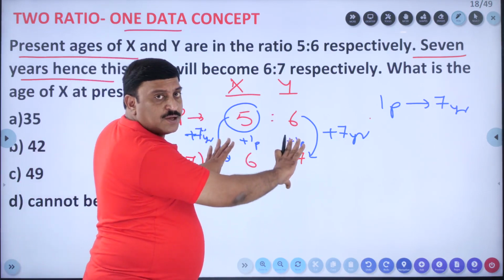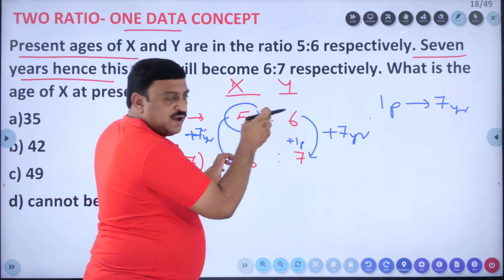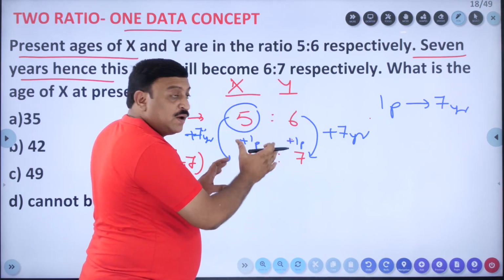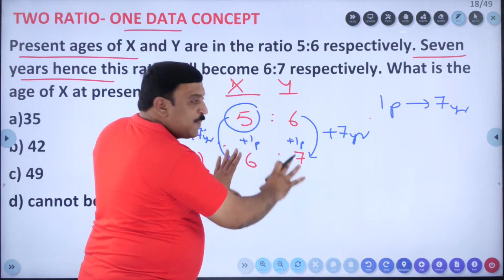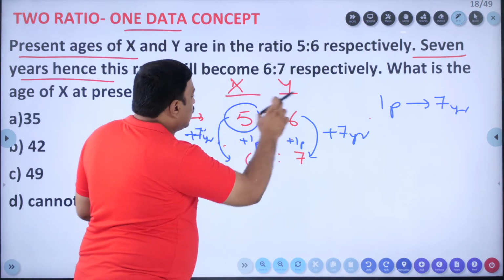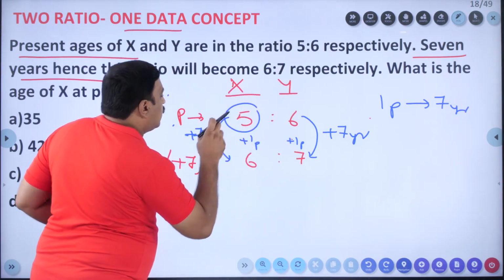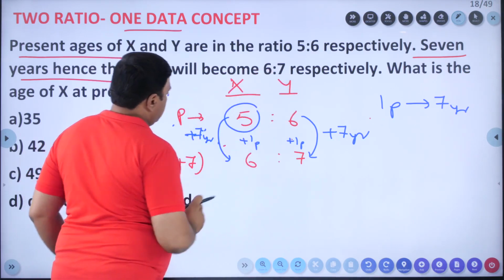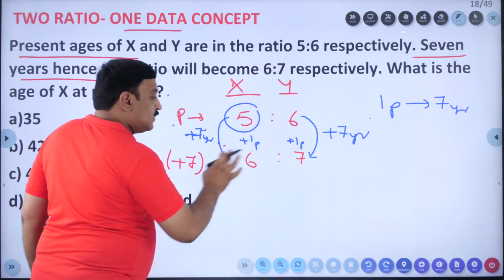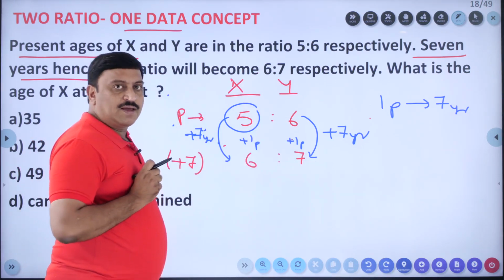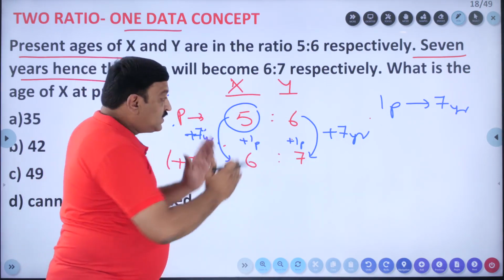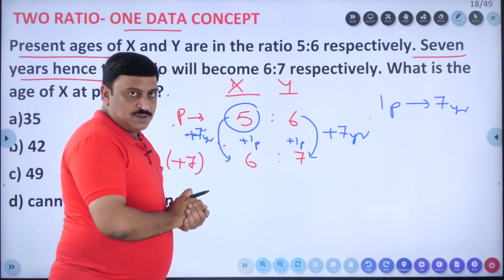Once the ratios are balanced, you can pick up whatever we need now. Before balanced, we should not do that, right? Once balanced, we can take any of these. Present x is 5, present y is 6. After 7 years, x is 6 and y is 7. Like that you can take, once it is balanced, right?